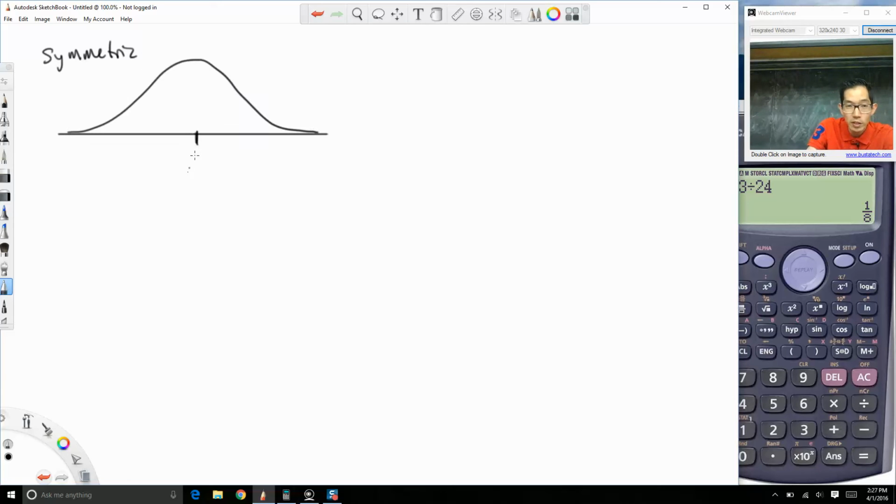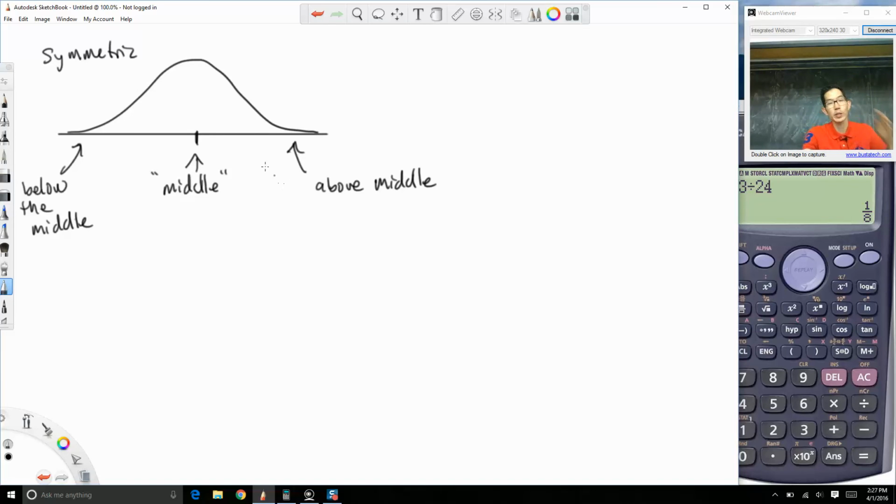Basically, we're going to say, something around here, this is the middle, the concept of middle. And then out here, this is above the middle, and we have below the middle. Okay. And in this diagram, we have something that's symmetric and it's unimodal. So what this means is that values above the middle are less common, but also values below the middle are equally uncommon. Okay, so these are about as equally common.